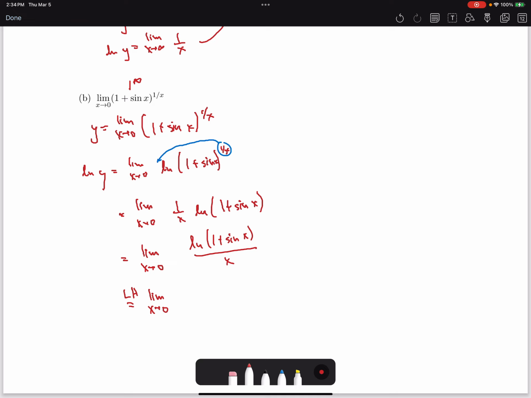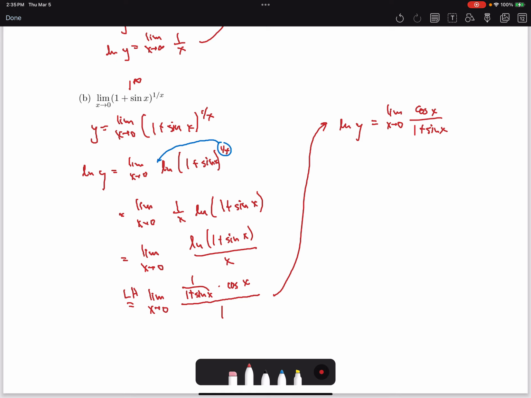And okay, let's see, the derivative of the numerator is going to be a little bit nasty. It's going to be 1 over 1 plus sine x times the derivative of 1 plus sine x, which is cosine x. Okay, that wasn't so bad. The derivative of the denominator, x, is just 1. Okay, so ln of y equals the limit as x approaches 0 of cosine x over 1 plus sine x.